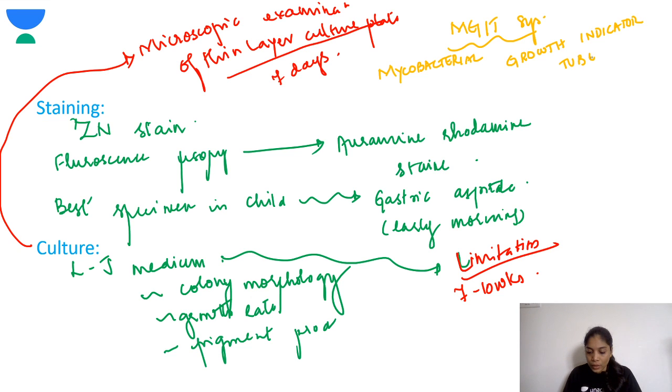right? In this system, the culture is positive in 2 weeks, but the final result comes in 6 weeks, but in 2 weeks you will get the result. So over here I said the sensitivity is not good, so now we've used the MGIT system, that is the mycobacterial growth indicator tube. So remember this, the LJ medium is now replaced by the mycobacterial growth indicator tube.